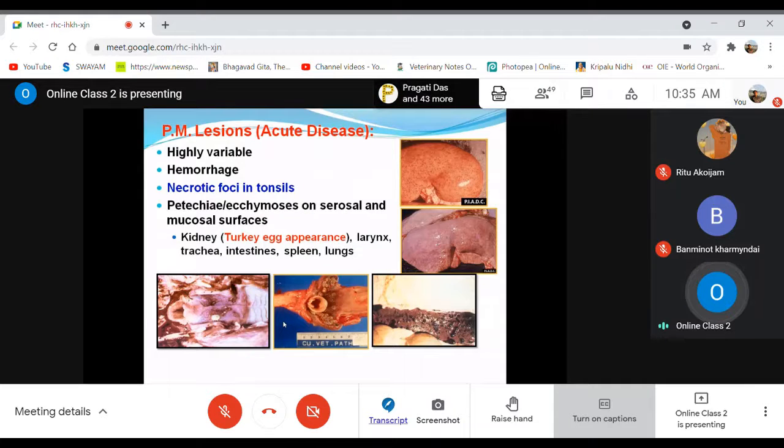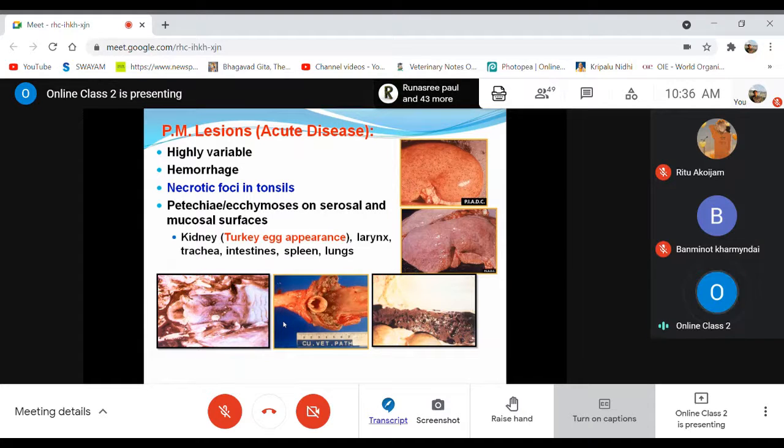Then coming to post-mortem findings. When we talk about these dead carcasses and you conduct a post-mortem examination, what kind of gross lesions will be there? It will be very variable. But most commonly there are hemorrhagic lesions on the skin, externally, which we have already mentioned in the clinical signs.